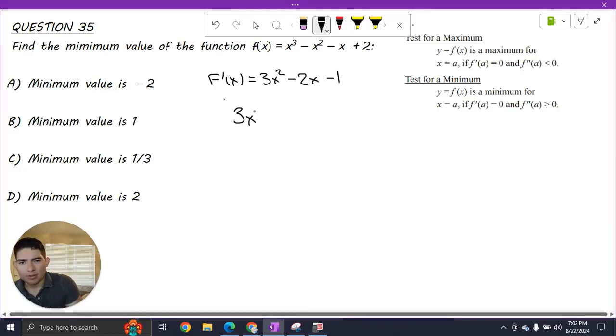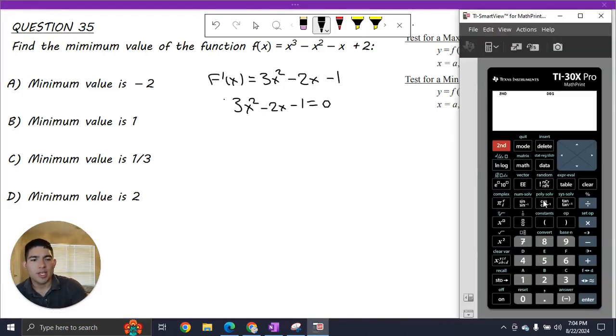Once again, we need to find the roots of our derivative, so let's go ahead and set it equal to 0. And then we can use our calculator again to make this process really quick. So once again, we're going to hit second and then polysolve. And then after that, we are going to use this first option for a second degree function. The coefficient of our first term is going to be 3. Our second one is going to be -2. And then our last term is going to be -1. So once we solve that, we're going to get roots at x equals 1 and x equals -1/3.